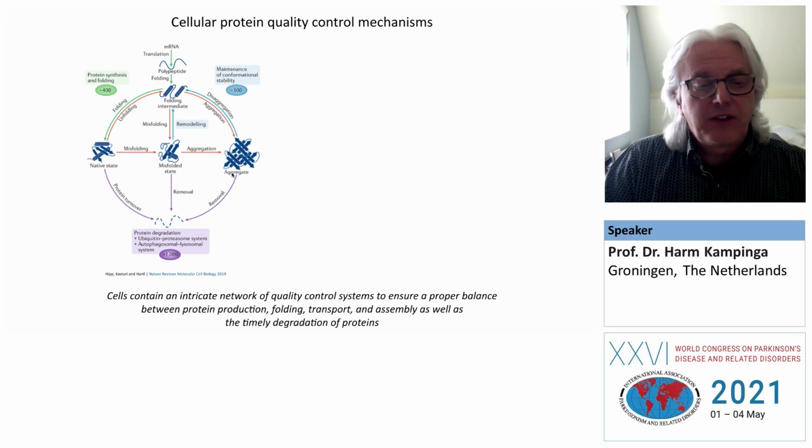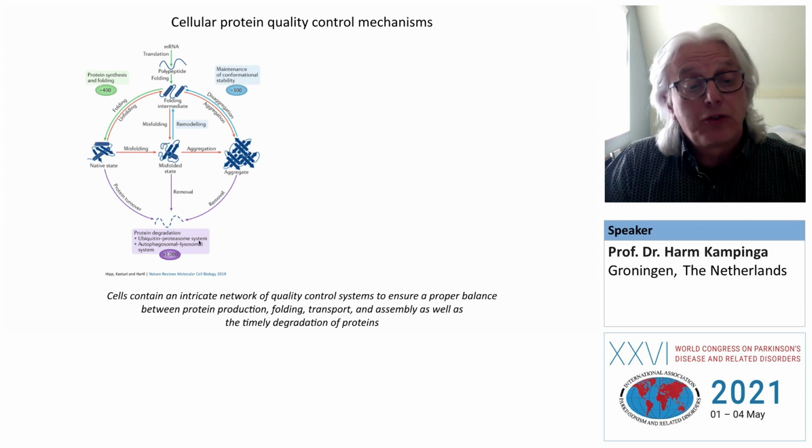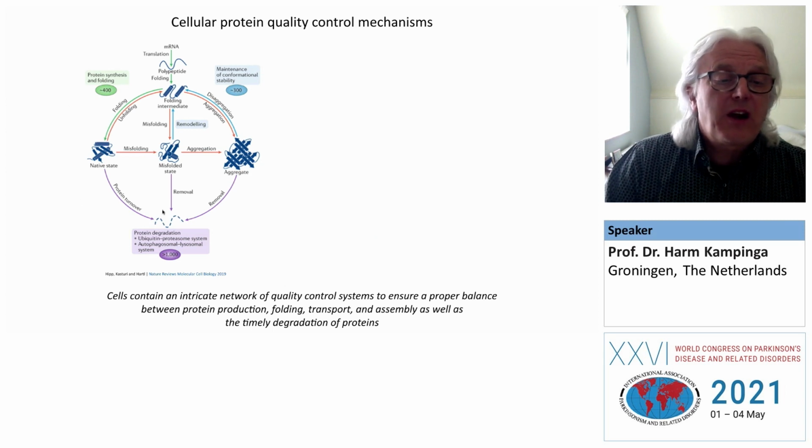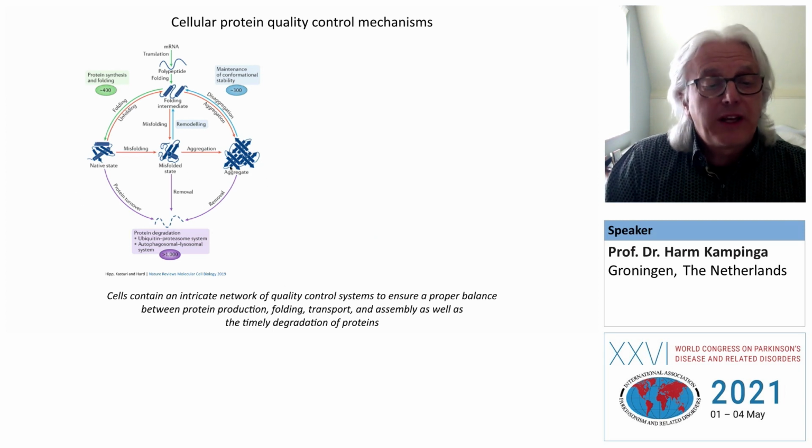On the other side of the spectrum, you have protein quality control systems like the ubiquitin proteasomal system, as well as the autophagosomal system, that can take care of these misfolded or aggregated species, remove them, or that also can take care of normal native proteins in a normal turnover process.